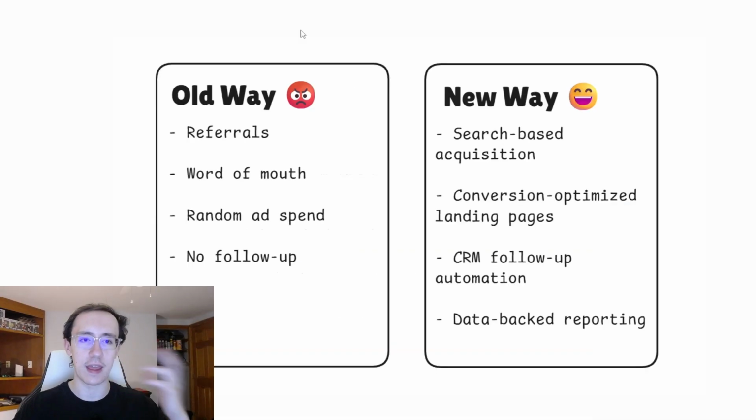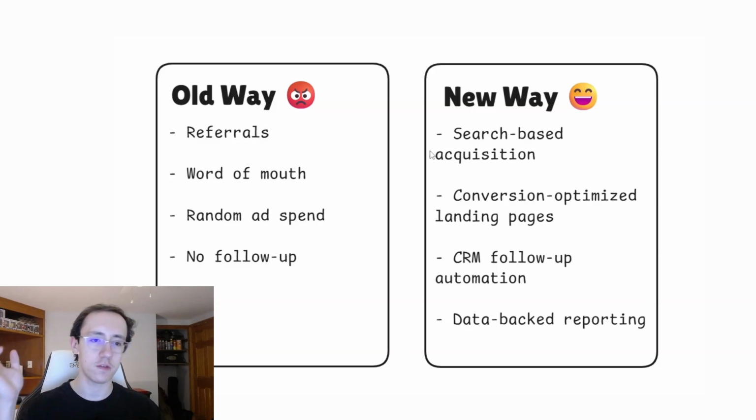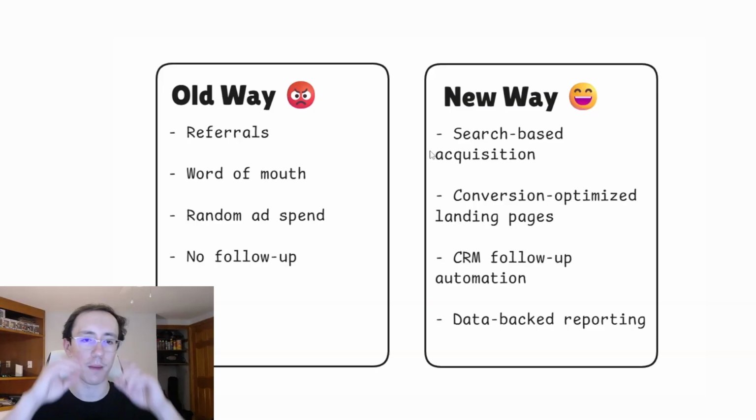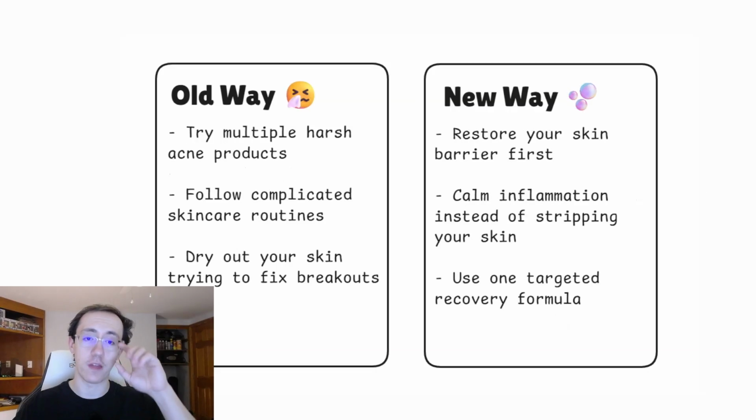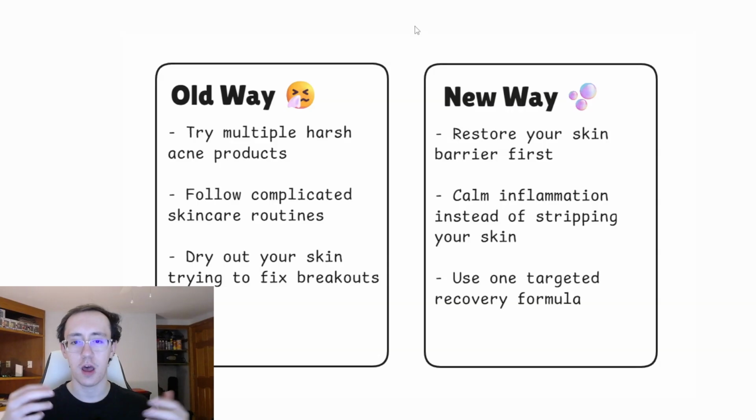So if you're selling an agency service, you could show the old way and the new way. The old way being referrals, word of mouth, random ad spend, no follow-up. And your new way is search-based acquisition, conversion optimized landing pages, CRM follow-up, and data-backed reporting. And on the e-commerce side, going back to the skincare example, we could say the old way is multiple harsh acne products, complicated routines, and drying your skin out. And the new way is to restore the barrier first, calm inflammation, and use one targeted recovery formula, being your product.